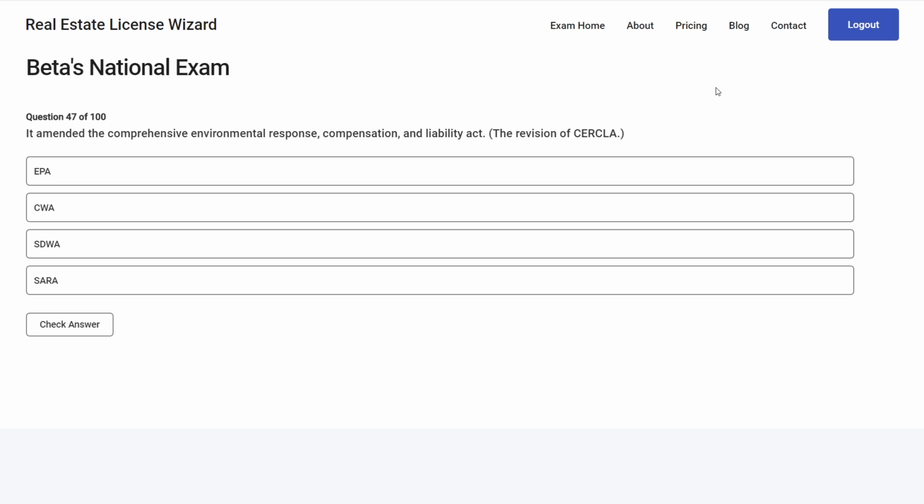47. It amended the Comprehensive Environmental Response, Compensation, and Liability Act, the revision of CERCLA. Is it the EPA, the CWA, the SDWA, or the SARA? All right, so you got to know your acts for this one. You got to know your environmental law. Think that one over, and I'll come back in a couple seconds.